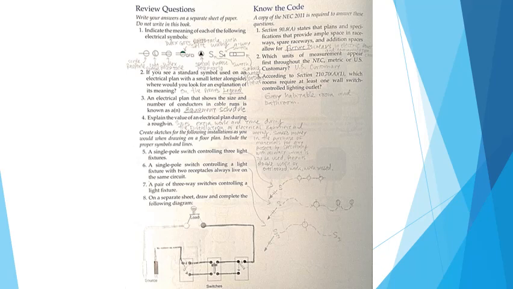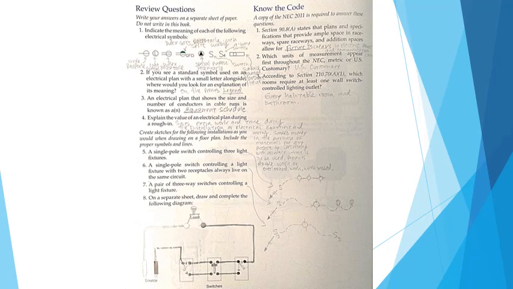Number 4, explain the value of an electrical plan during a rough-in. It saves extra work and time during the installation of electrical equipment and wiring. It saves money in the purchase of materials for any project by specifying the accuracy of what is to be used. It prevents double work or overlooked work or missed work.